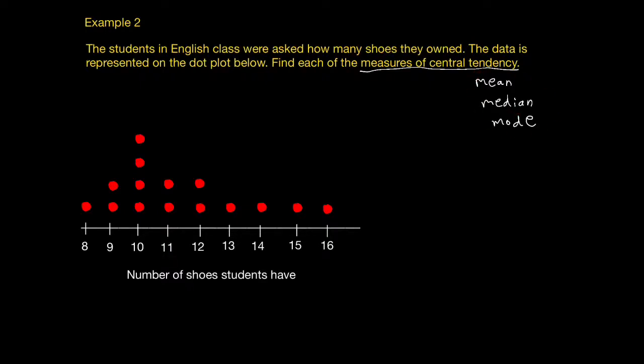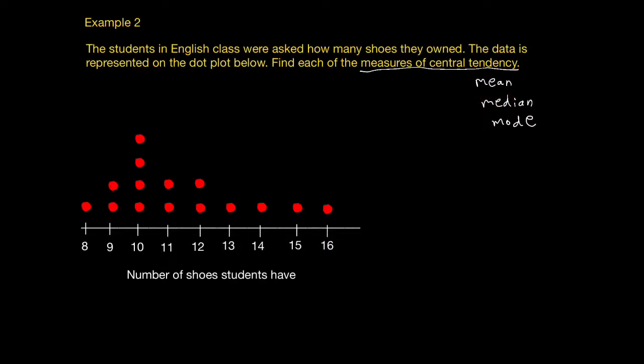Before we do this, let's just get some context and let's interpret this data. So this data represents the number of shoes students have. For example, these red dots represent students. These numbers represent what the title here shows you. So one student has 8 shoes, 2 students have 9 shoes, 4 students have 10 shoes, 2 students have 11 shoes, 1 student owns 15 shoes. So that's how the data is interpreted. Now let's find the mean, and then we're going to get the median and the mode.